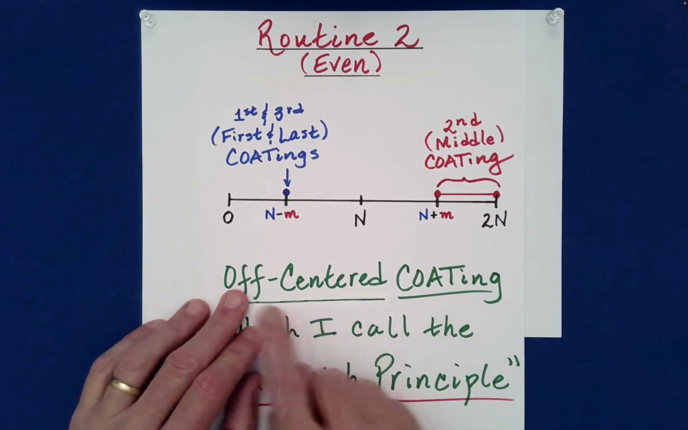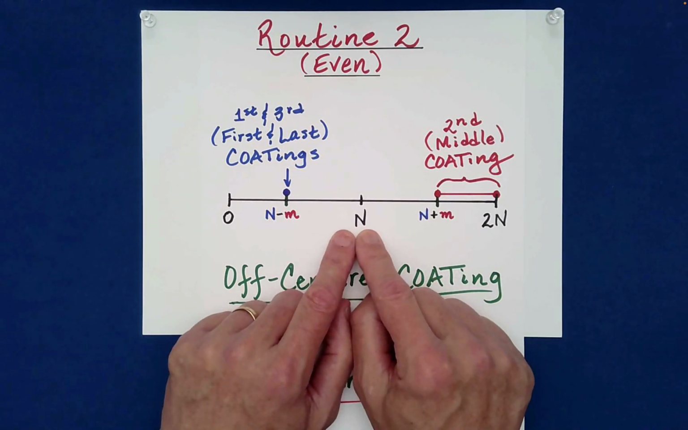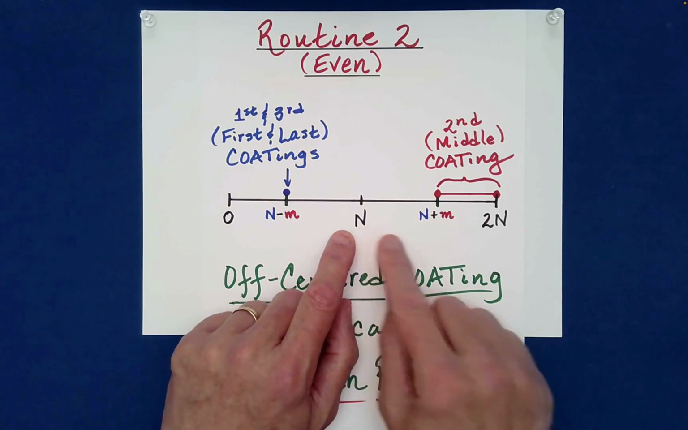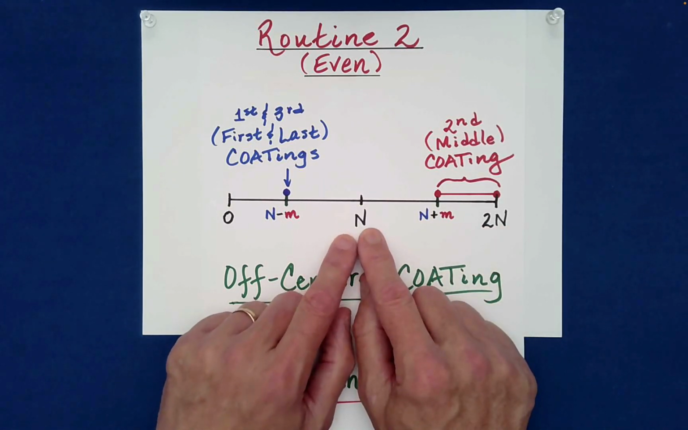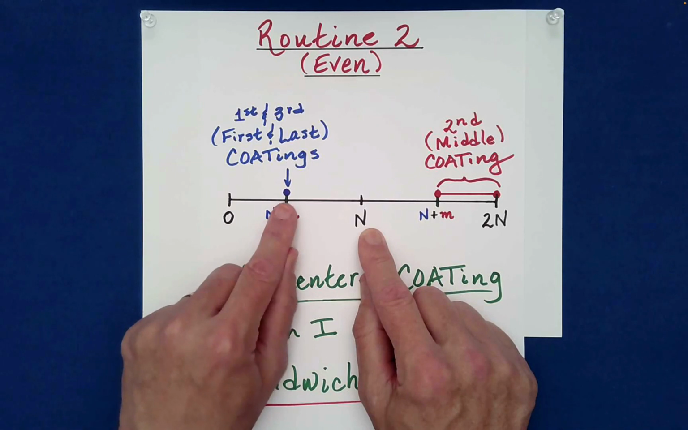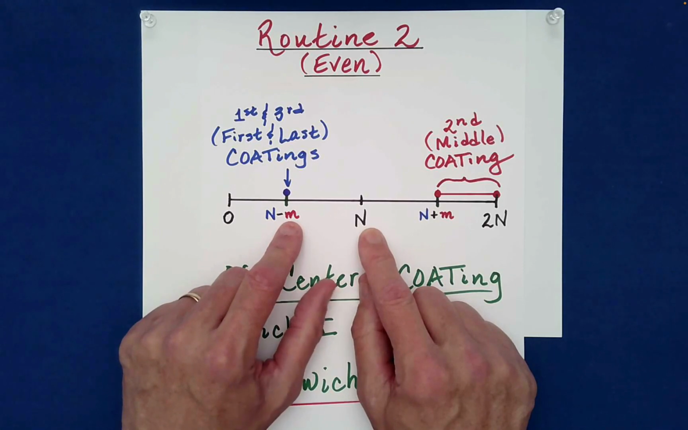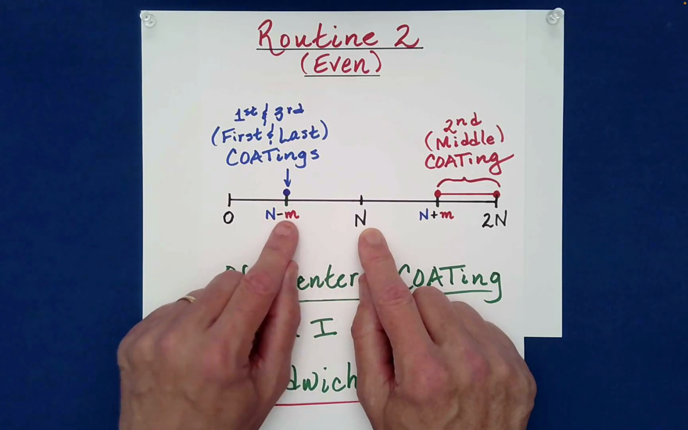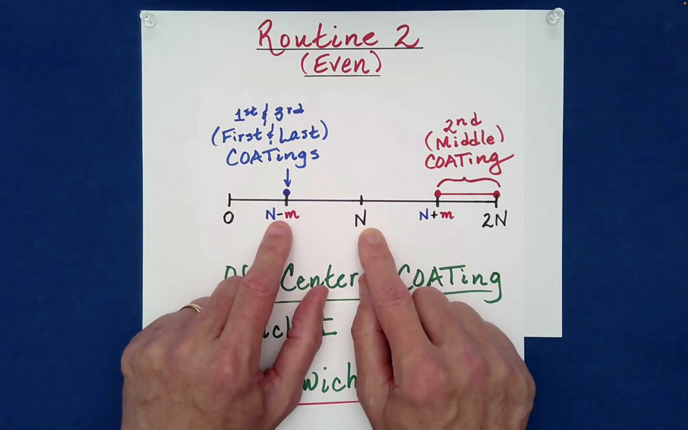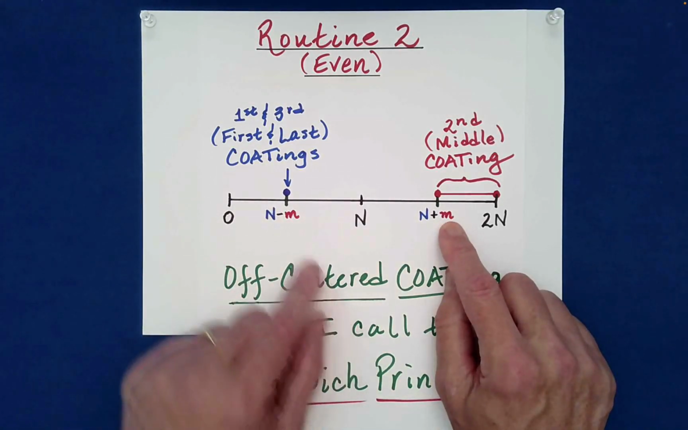Because if you think about it, what this off-centered means is, if n is the number of pairs of cards dealt to the table, so you have n pairs for a total of 2n cards, and you coat a certain number below that, let's say m units below n, then for the first and third coatings you need to coat that amount, but on the other side, kind of equidistant from the center. That's what it's called, off-centered overcoating.